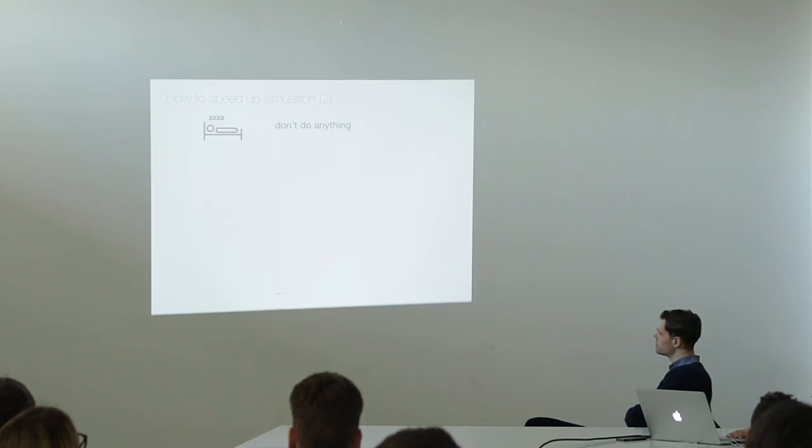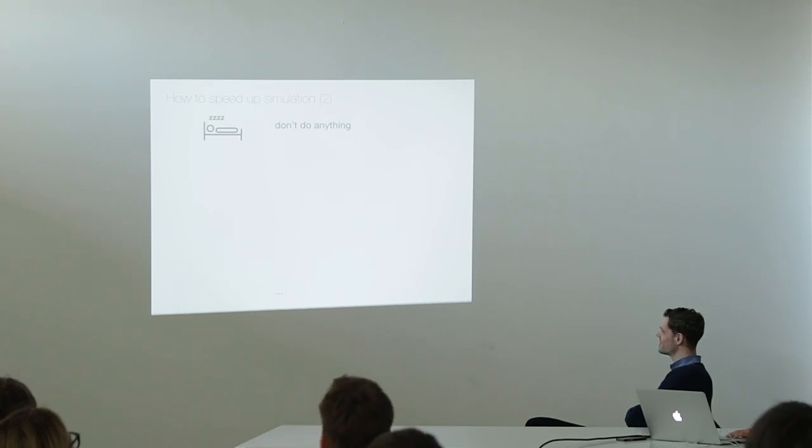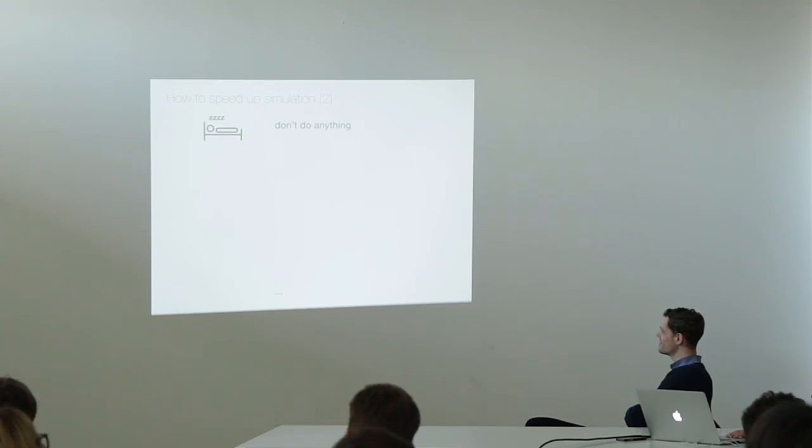First point, how to speed up your simulation, is don't do anything. If you don't need to do it, don't do it. That's the fastest way to work, is not to work. The second point is then, if you need to work, only work on demand.